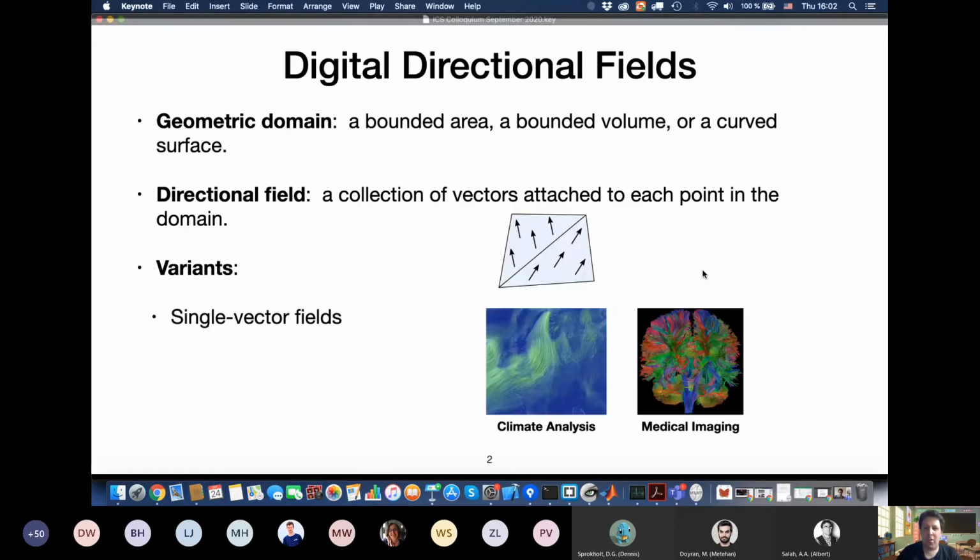First, I want to either define or reintroduce what digital directional fields are. Essentially, if you have some geometric domain, usually something like a triangle mesh or some image in the plane with pixels and so forth, something volumetric, then a directional field is, simply put, to every point you assign a vector, or not just one, a collection of vectors. The variants of what we call directional fields are, first of all, indeed a single vector field, which is something that we all know more or less in several usages. It's, for instance, winds in climate analysis or blood flow in medical imaging.